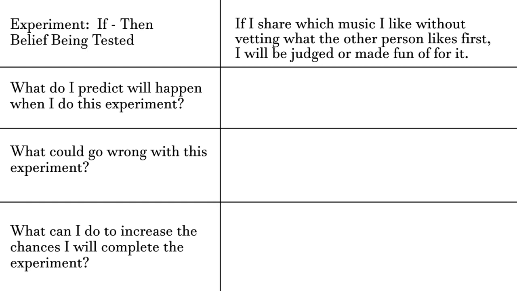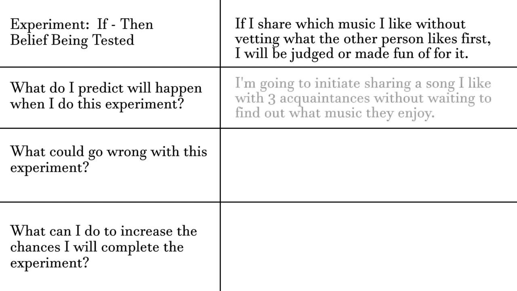Okay, now in the second column, I'm going to write down what my specific actionable experiment is and how this experiment is going to test out the original assumption. For example, this week I'm going to initiate sharing a song I like with 3 acquaintances without waiting to find out what music they enjoy. So I'm dropping the safety behavior of vetting out their interests first for assurance. And I'm summoning the courage to put the assumption to the test that I'm going to be judged for it.